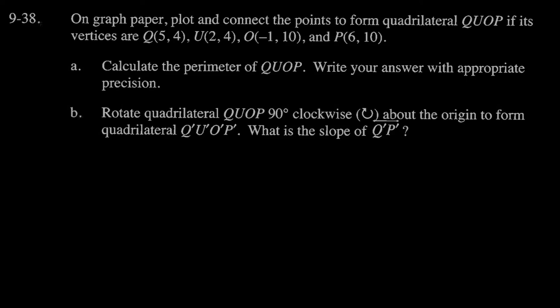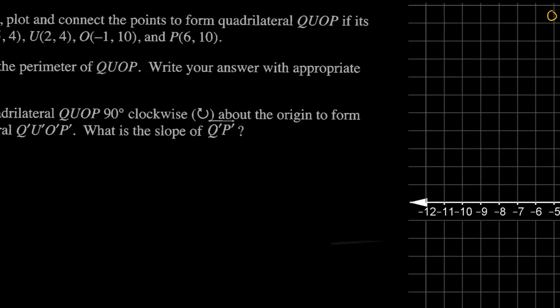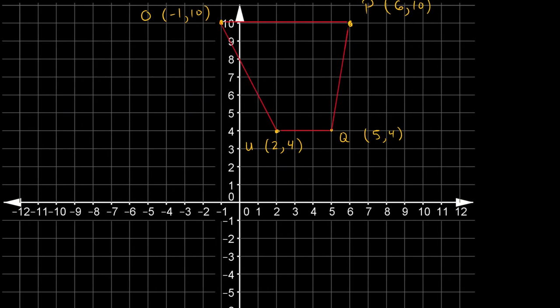And then it asks us to rotate that quadrilateral 90 degrees clockwise, as the clock would turn, about the origin to form a new quadrilateral Q prime, U prime, O prime, P prime. And what is the slope of Q prime P prime? So I went ahead and pre-plotted these points here.